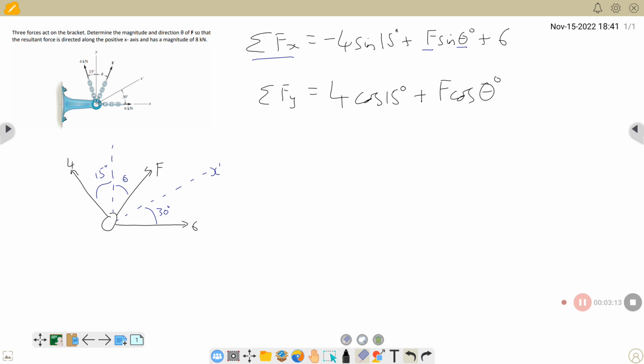Now, we might look at this system of equations and quickly realize that using what we have so far, this is not solvable yet. Why? Well, because we've got 4 unknowns, right? We've got the sum of x, F, theta, and the sum of y. We've got 4 unknowns and 2 equations. We have more unknowns than we do independent equations, so as of yet, this problem isn't solvable.